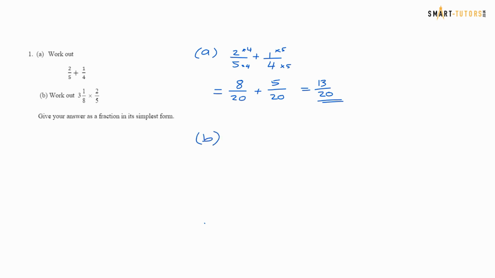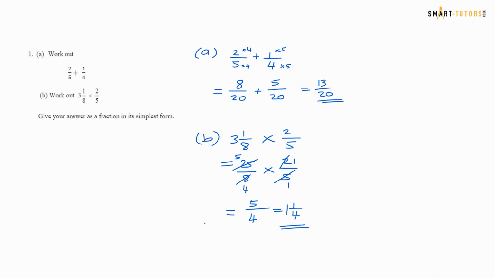B part, 1 5/8 times 2/5. You need to make this an improper fraction, which is 8 times 1 is 8, plus 5, 13/8. Then 13/8 times 2/5. So 2 goes into 2 and 2 goes into 8 four times. 13 times 1 is 13, 4 times 5 is 20. So 13/20 is the answer for the B part.